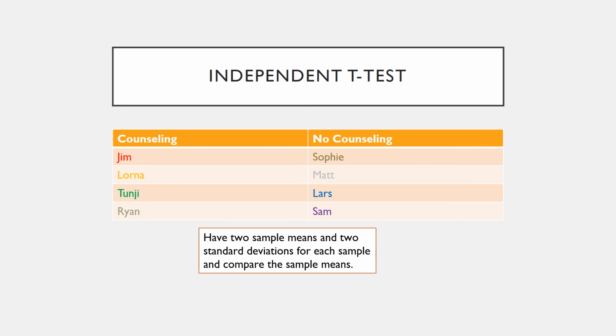So you add up the scores for Jim, Lorna, Chunji, and Ryan. You find their mean. From that, you divide whatever total you got by 4, and then you do the same thing for the no counseling. You add up the scores for Sophie, Matt, Lars, and Sam, divide by 4, and get a mean for them. Then you also get the standard deviation for the counseling people, and the standard deviation for the no counseling. Okay? And so if you mix up the data when it's an independent t-test, as long as they're in the same column, it doesn't really matter. But it does matter for a dependent t-test.